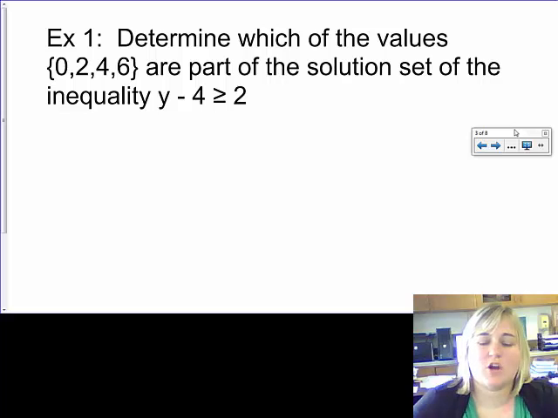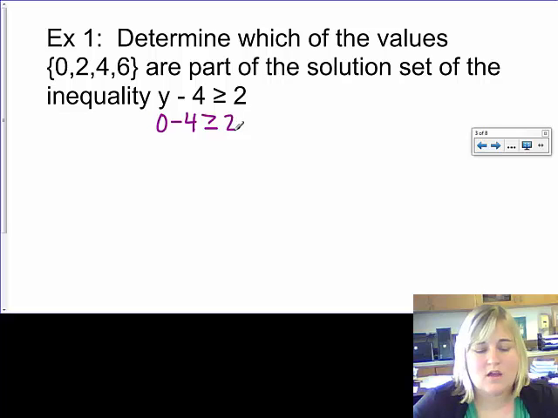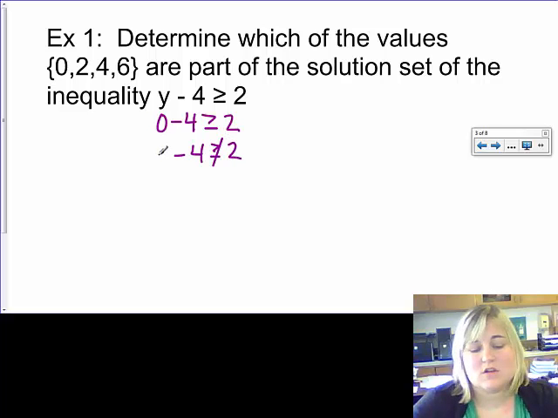So example 1 says determine which of the values 0, 2, 4, and 6 are part of the solution set for the inequality y minus 4 is greater than or equal to 2. So all you have to do for something like this is just plug and check it out. So if I have 0 minus 4 is greater than or equal to 2, that would give me negative 4 is greater than or equal to 2. And that's not true. So 0 would not be.